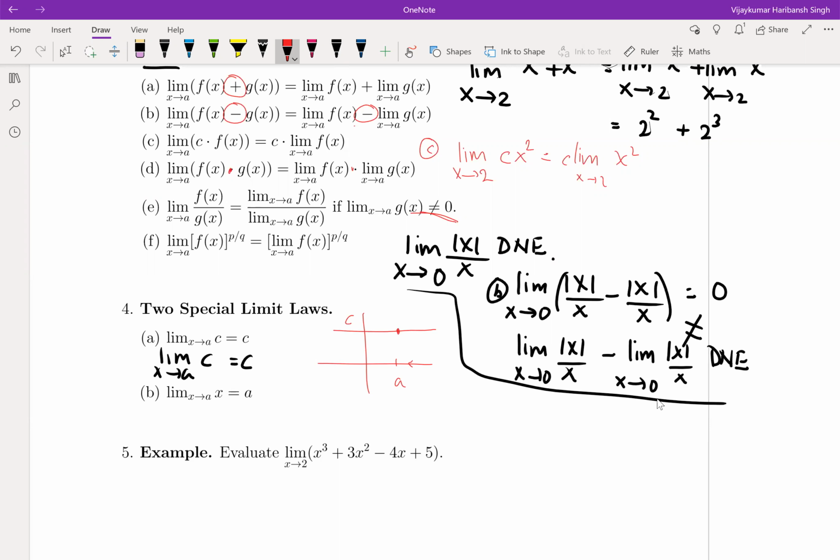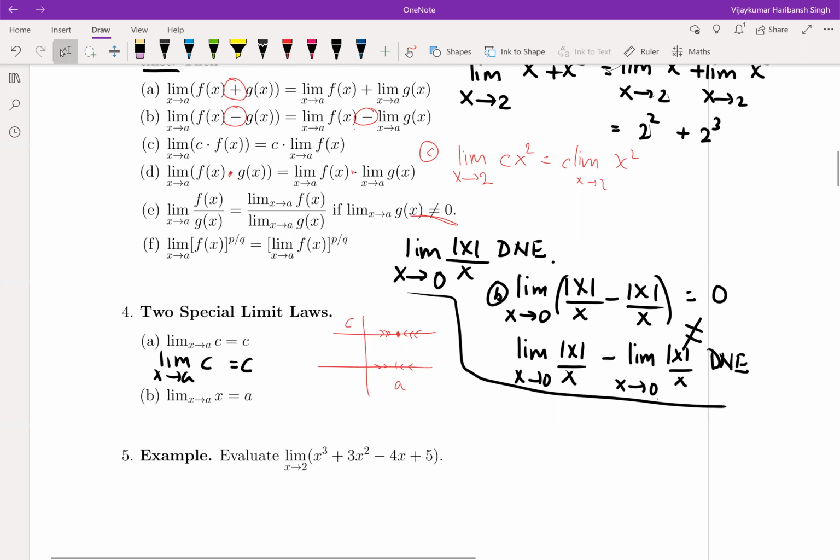So no matter where you approach from, as x goes closer and closer to a, f of x is closer and closer to c, right? So the limit as x goes to a of c is c. Similarly, the second one is more like a tautology. The limit as x goes to a of x is a, right? As x goes closer to a, x goes closer to a. So this limit is a.